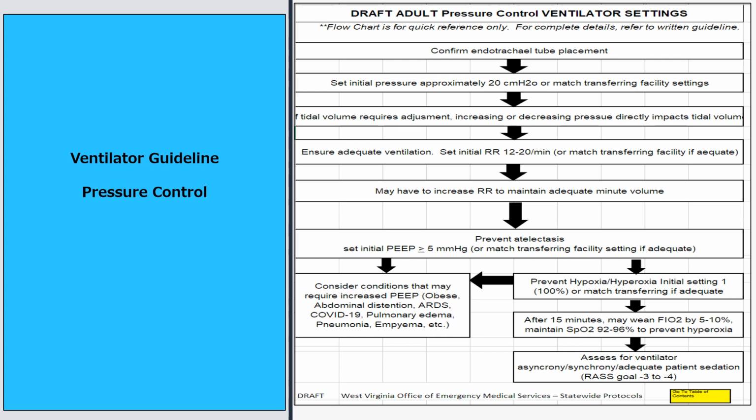On the right-hand side of the flowchart, prevent hypoxia, hyperoxia. Initial setting is 1, 100%, or match transferring if adequate. After 15 minutes, you may wean your FiO2 by 5 to 10% and maintain your SpO2 between 92 and 96% to prevent hyperoxia. Assess for ventilator asynchrony, and adequate patient sedation with a RASS score of -3 to -4.